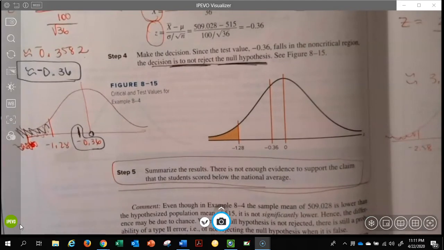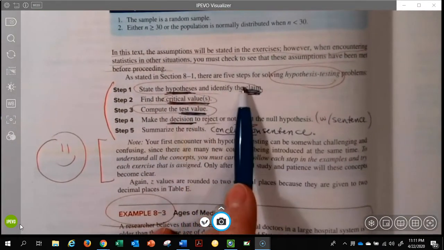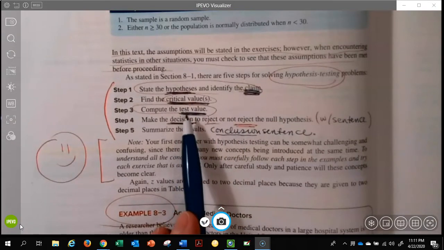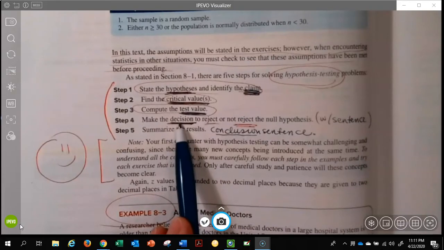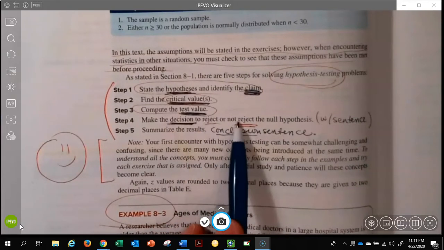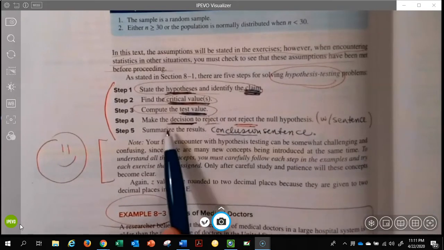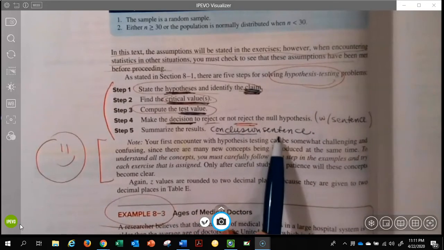And so back over here, we found the hypotheses, we found the claim, we found the critical value based on 0.10 in our chart. We did the test value, we calculated Z. We made a decision. Are we going to reject or not reject? Since we weren't in the critical region, we're not going to reject. We have one last thing to do, and we need to make a conclusion, and it's a conclusion sentence.